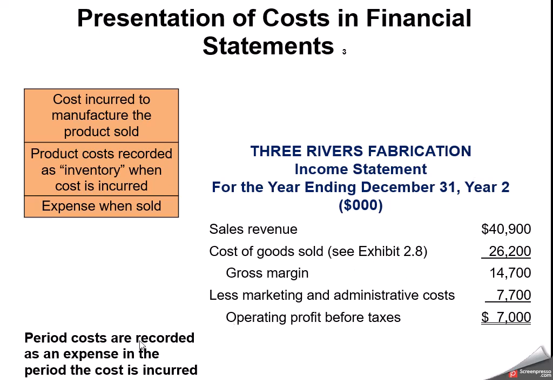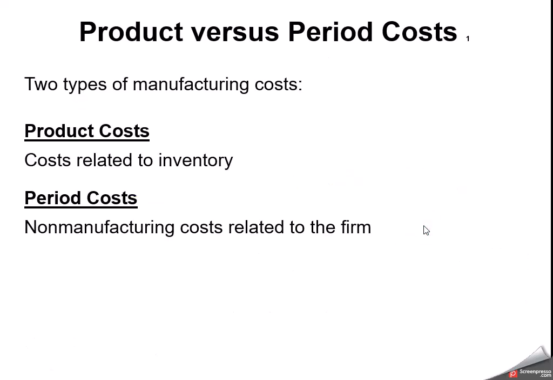And again, now we're focused a little bit more on what type of costs these are. Our product costs are what is in our inventory and then charged out to cost of goods sold as they're sold. Our period costs are our marketing and administrative costs that are charged off against expense in the period that they are incurred.